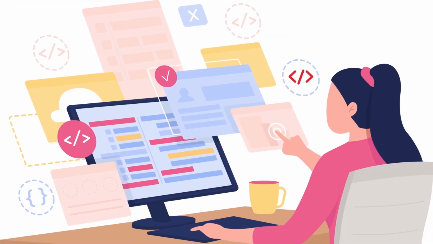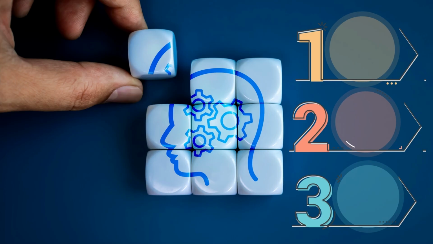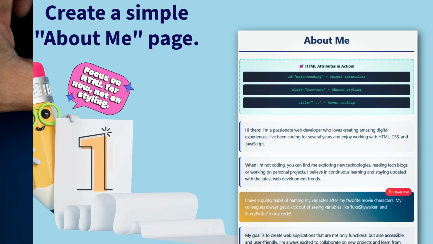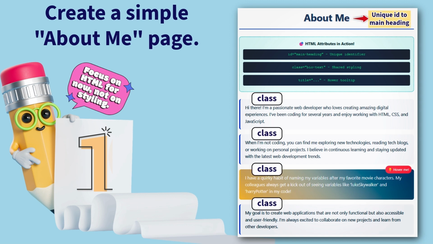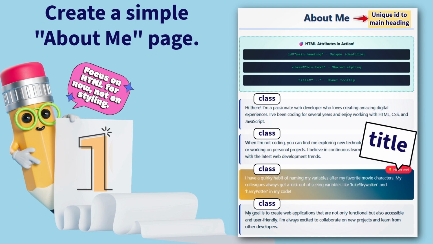Now, it is your turn to put what you have learned into practice. Here are a few challenges for you. Don't worry, they are designed to be fun and reinforce everything we have covered. Create a simple About Me page with a unique ID for your main heading along with a shared class name for all your paragraphs. And try adding a title attribute to one of your paragraphs with a fun fact about yourself.